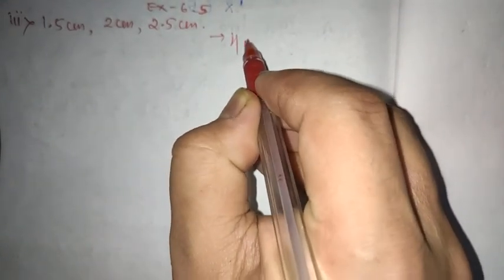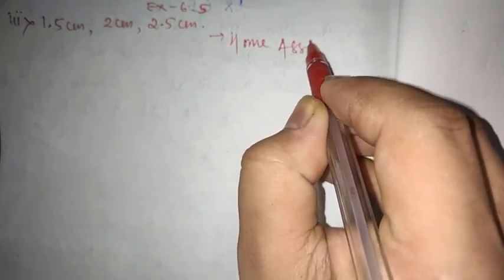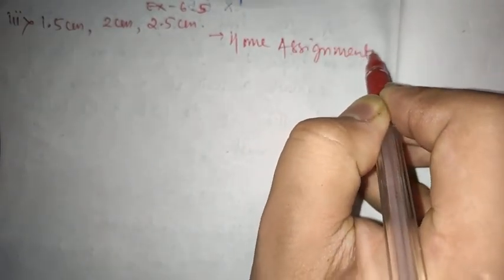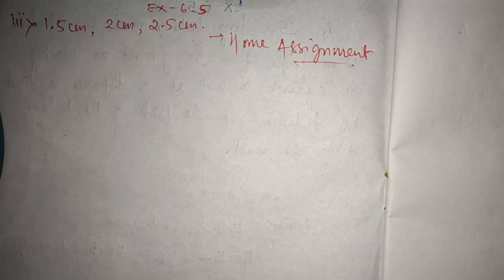Here we have the part 3 question with the three sides. Now you have to choose whether this triangle is a right angle triangle or not, using the Pythagoras theorem. You can consider 2.5 as the hypotenuse because it is the greatest side. So this will be a home assignment. You will tell me whether this makes a right angle triangle or not. I hope you will do this.